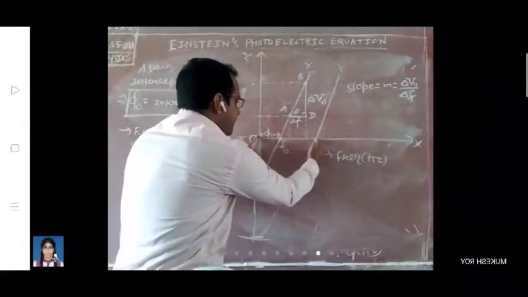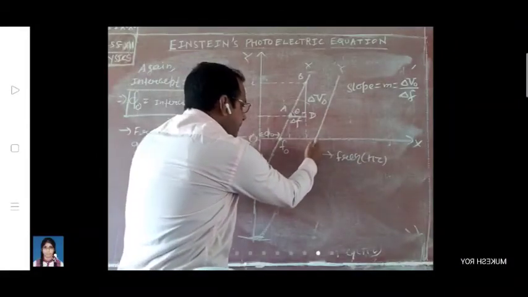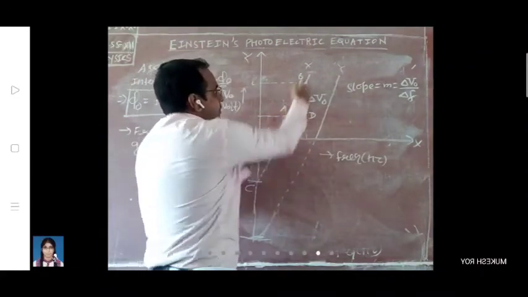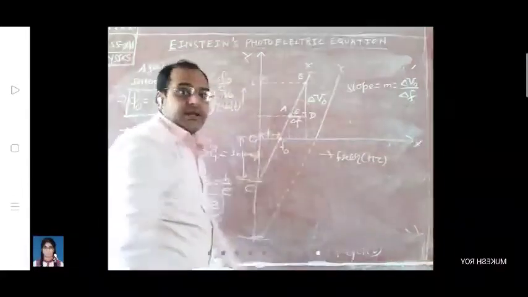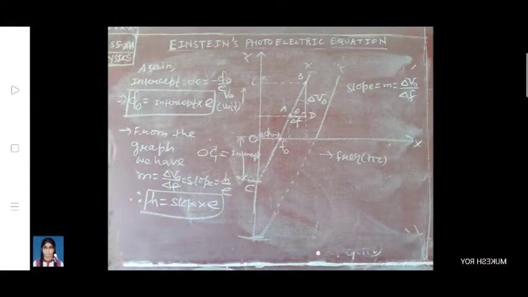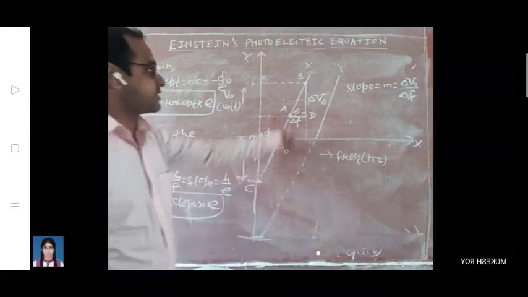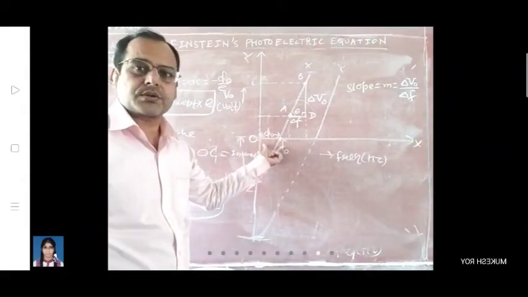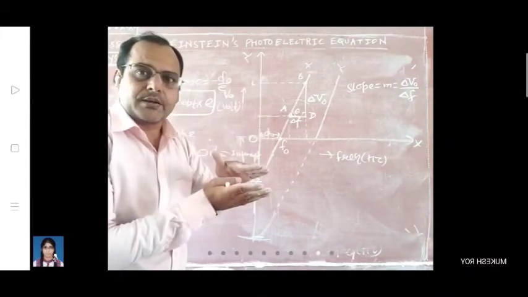So see here, more work function is there. This is equivalent to the new work function for Y. This is equivalent to the work function for X metal. यानी अगर पूछा जाए कि बताइए आसान किसमें है इलेक्ट्रॉन को इजेक्ट आउट करना for the given frequency, X में होगा because it has the lesser amount of work function, lesser amount of energy requirement.